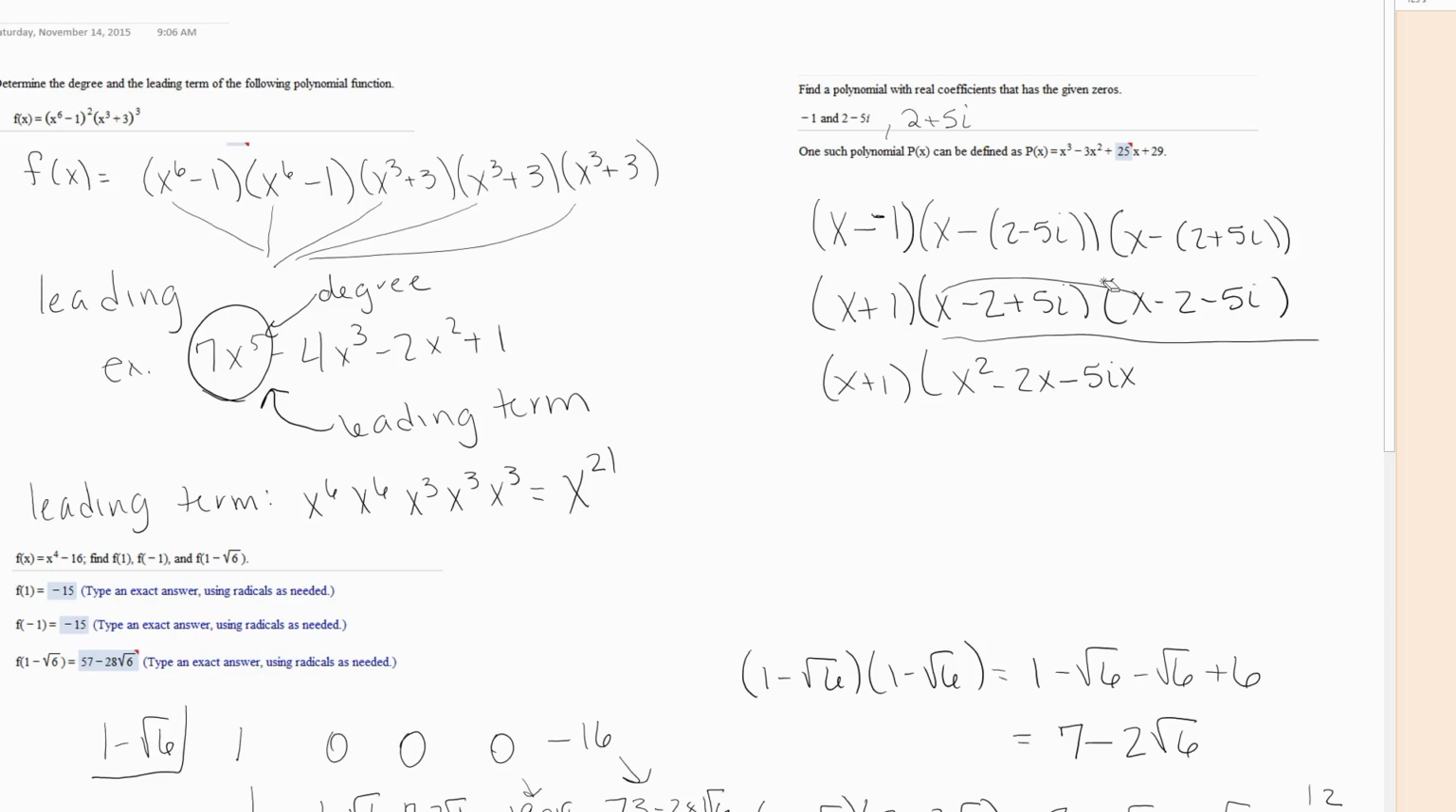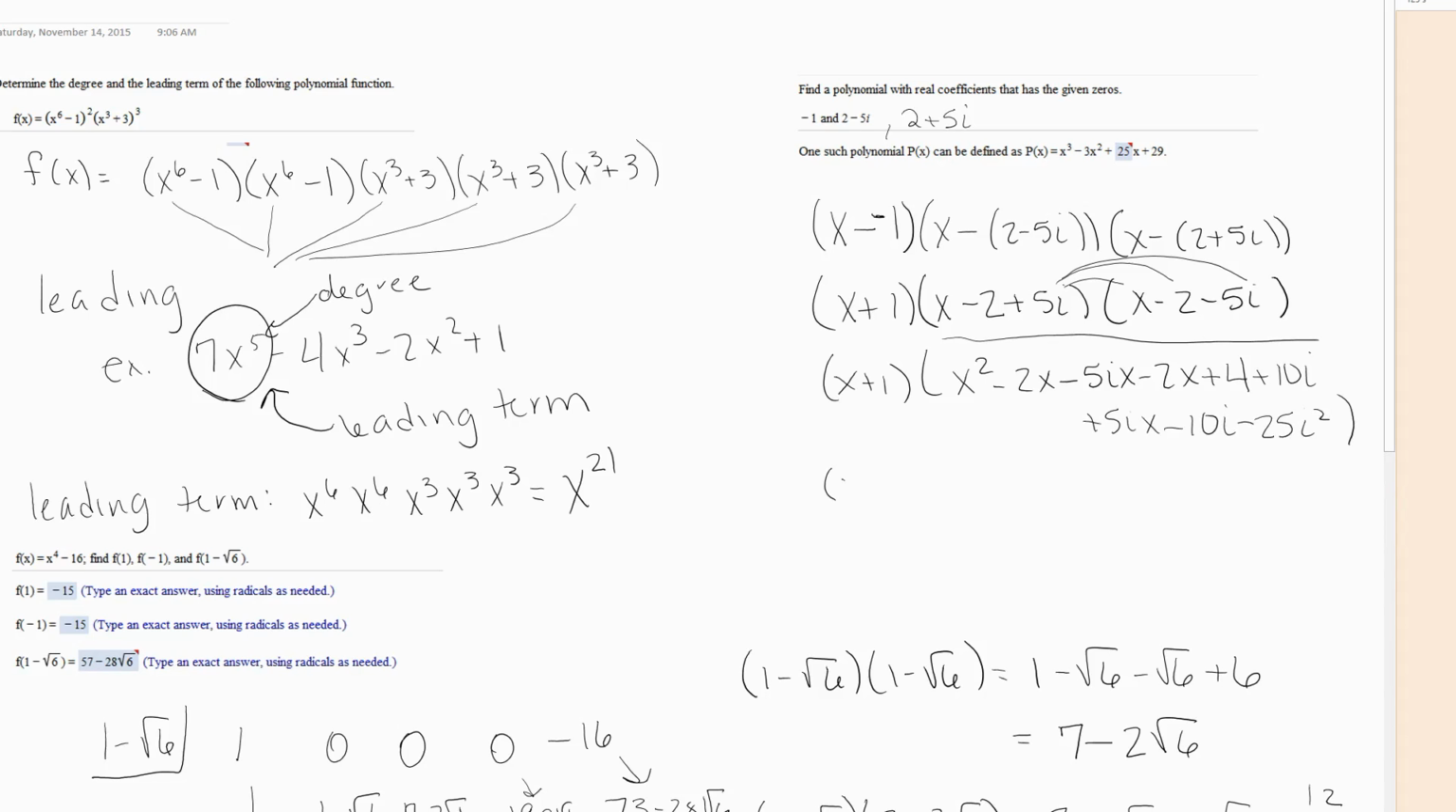Now we're going to multiply this negative 2 by each of them. So negative 2 times x will give us minus 2x. Negative 2 times negative 2 will give us plus 4. And negative 2 times negative 5i will give us plus 10i. Now we need to take this last 5i all the way through. So 5ix minus 10i, and then we're going to have a minus 5 times 5 will be 25i squared.